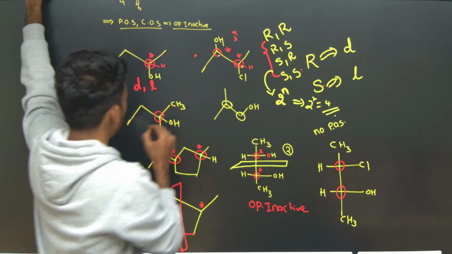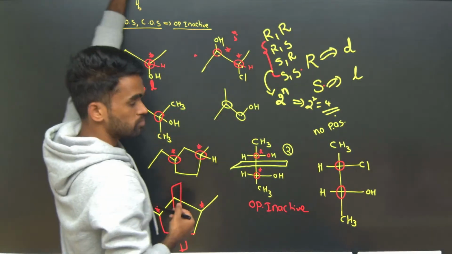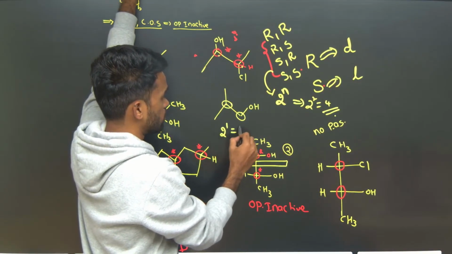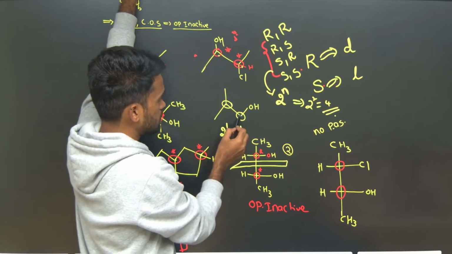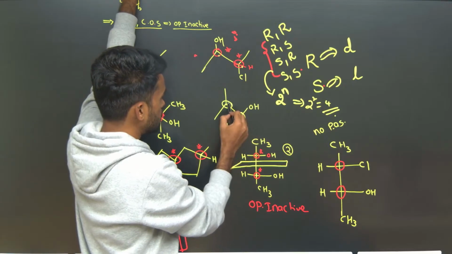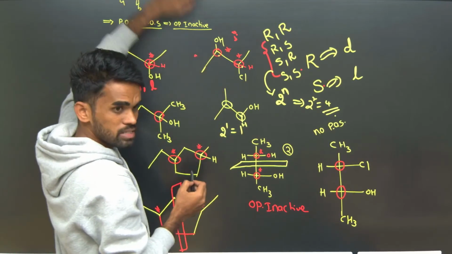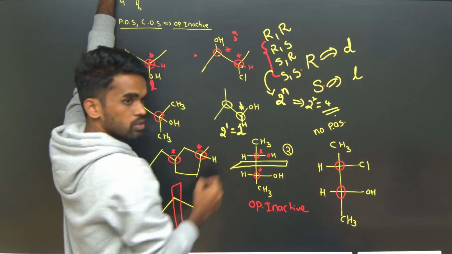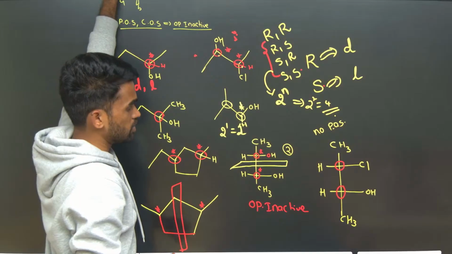So similarly, you tell me for this molecule, how many chiral centers are there? 2. It means 2 power 1. How many chiral centers? Here one chiral center. This is not a chiral center, because it is methyl. So only one chiral center is there. 2 power 1 means 2. One is R, another one is S.